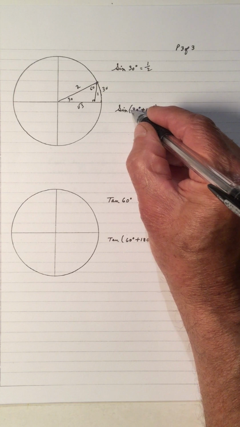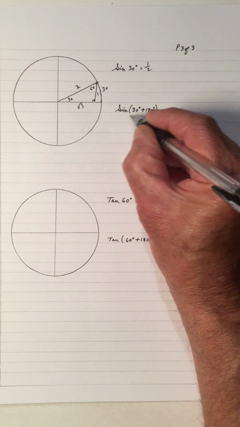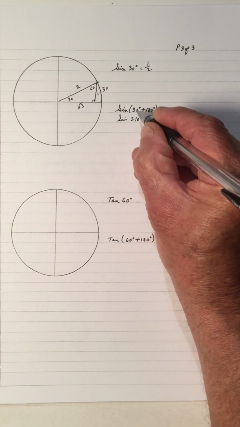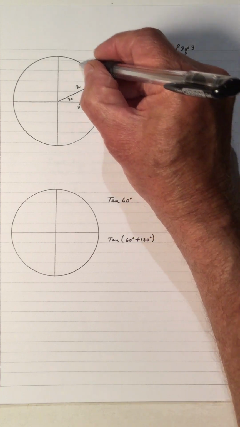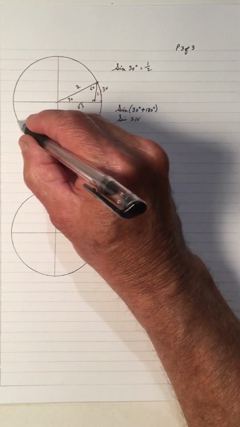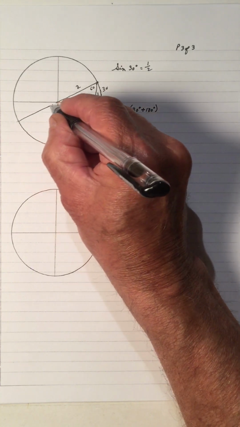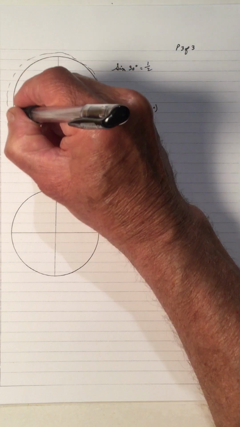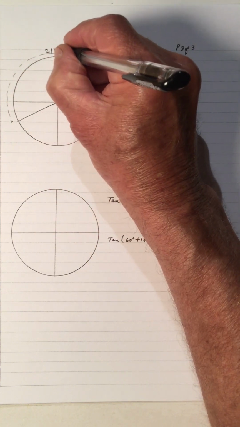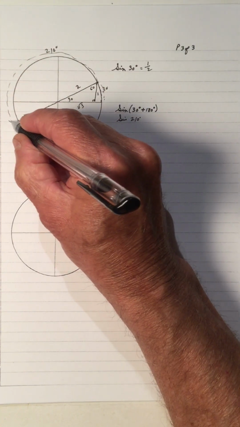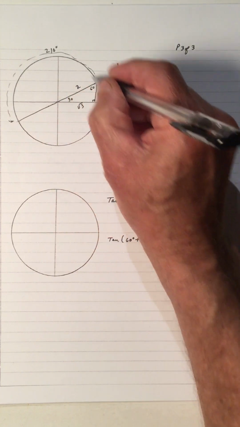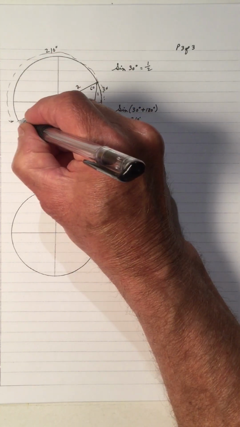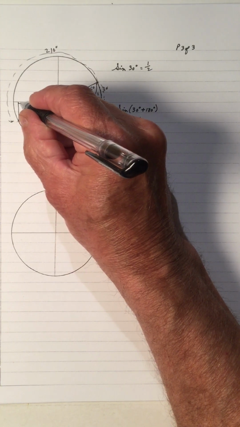Now, the sine of 30 plus 180 is the same as the sine of 210. So 210 is 30 and 180 more, so it's right straight across here. So this is a 210 rotation, and a 210 rotation gives you 180 and 30 more. So the reference angle is the same, perpendicular to the x-axis.